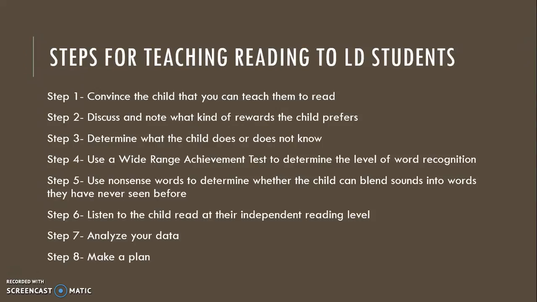So here are some steps for teaching reading to learning disabled students. So step 1 is to convince the child that you can teach them to read. Step 2 is discuss and note what kind of rewards the child prefers. Step 3 is to determine what does the child know and what do they not know. Step 4 is use a wide range achievement test to determine the level of word recognition. Step 5 is to use nonsense words to determine whether the child can blend sounds into words they have never seen before. Step 6 is to listen to the child read at their independent reading level. Step 7 is to analyze your data, and then step 8 is making a plan.